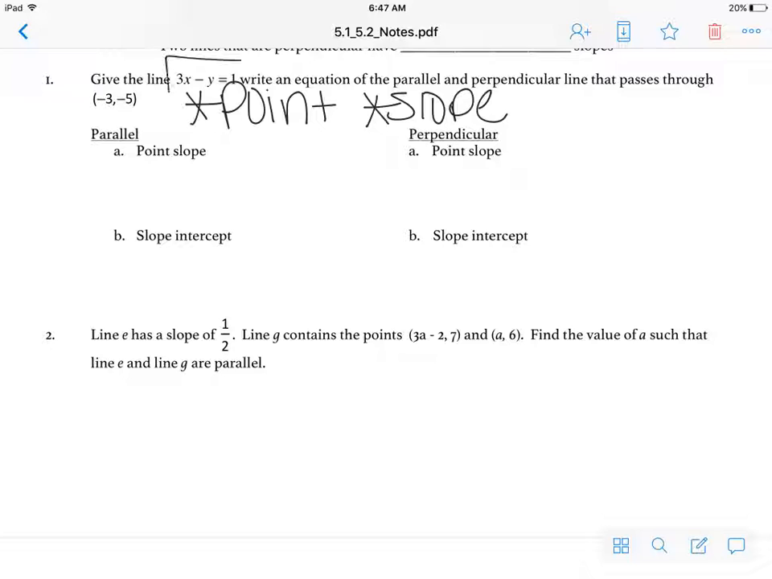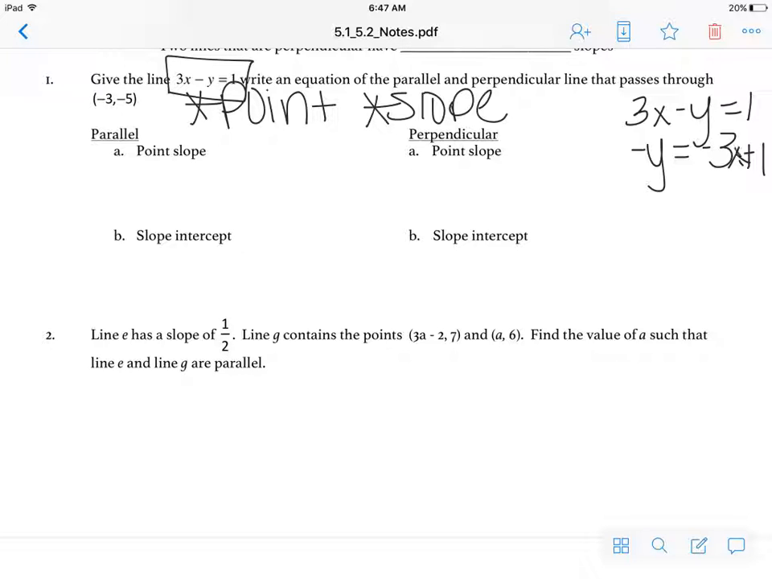In order for us to determine what the slope of this line is, we have to solve for y. So when we solve for y, we're going to get y by itself. We've got 3x minus y equals 1. So we're going to get y by itself and subtract 3x. If I subtract 3x from both sides, I get negative y equals negative 3x plus 1.